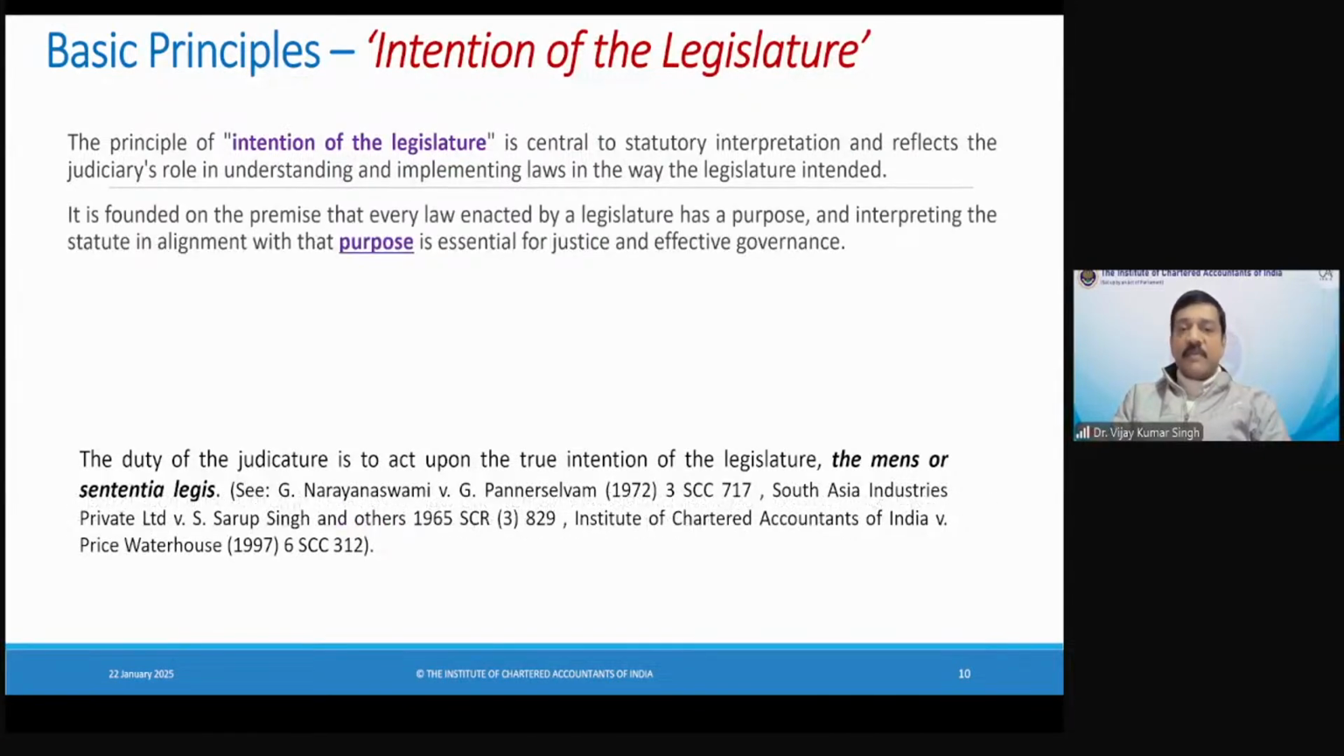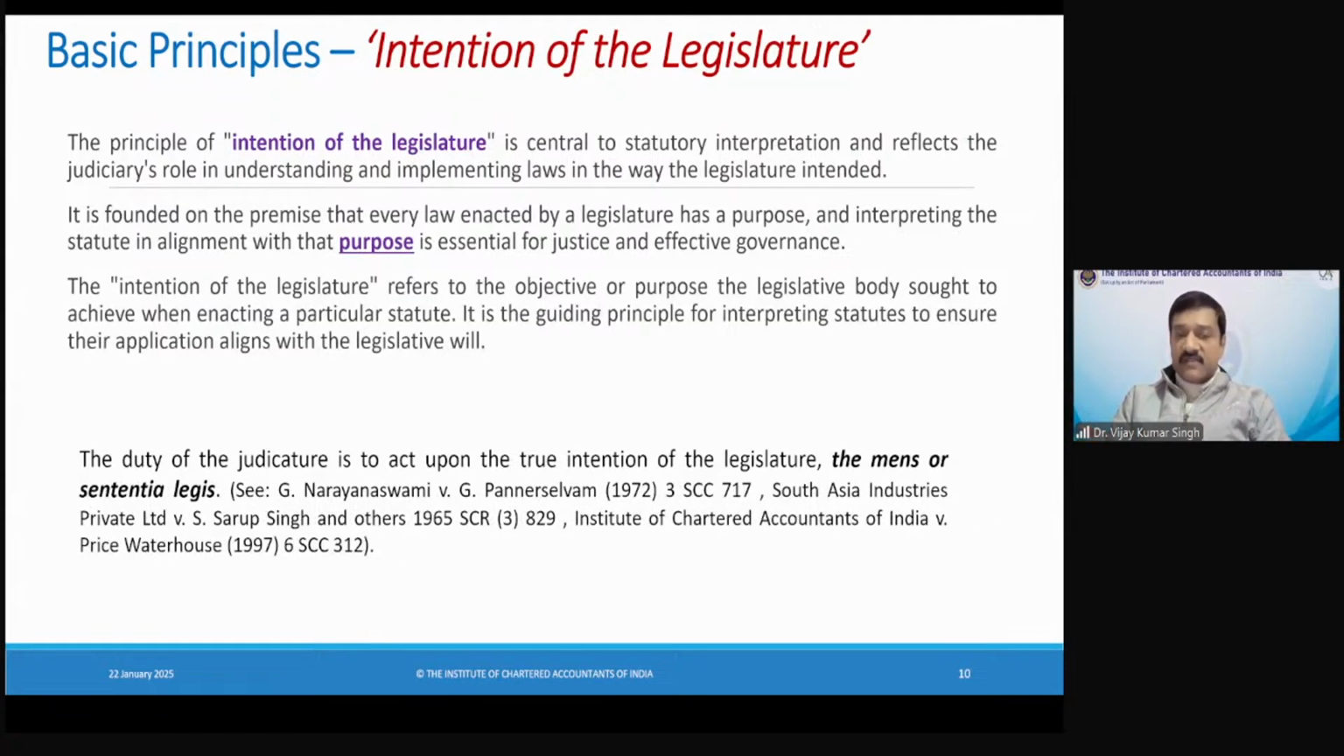So it is founded on the premise that every law enacted by the legislature has a purpose, and interpreting that statute in alignment with that purpose is essential for justice and effective governance. So intention of the legislature refers to the objective or purpose the legislative body sought to achieve when enacting a particular statute. It is the guiding principle for interpreting statutes to ensure their application aligns with the legislative will. So legislative will is supreme, right? So nobody can go beyond the legislative will.